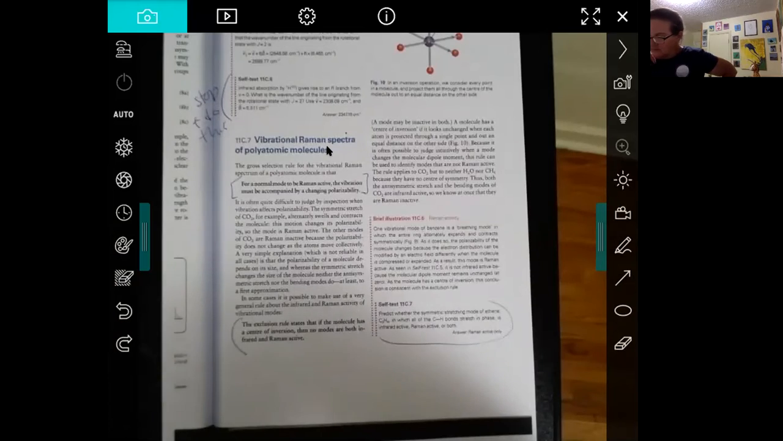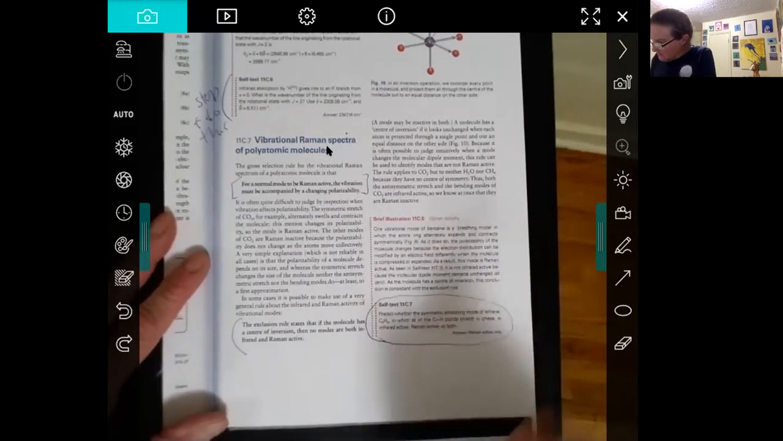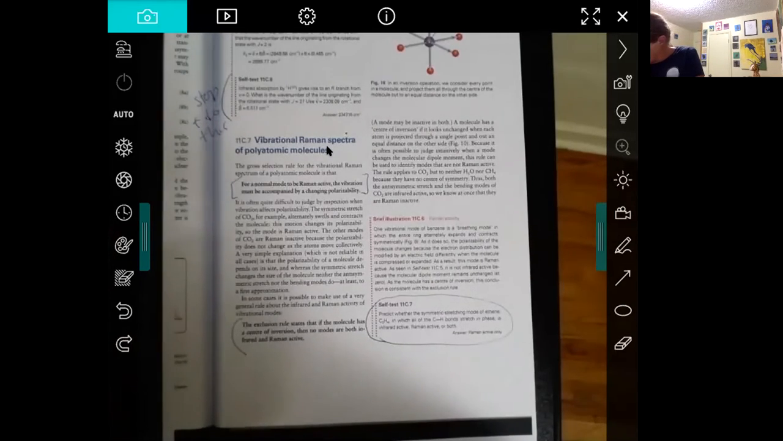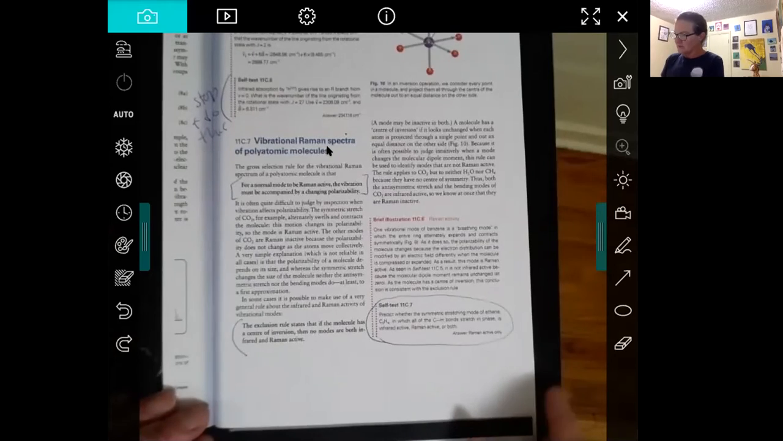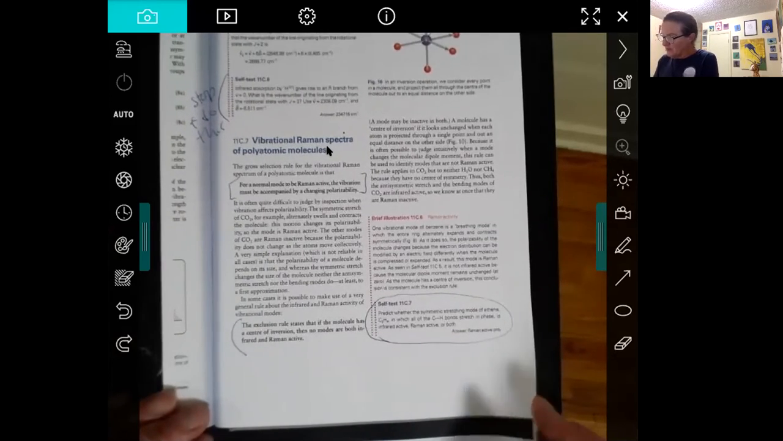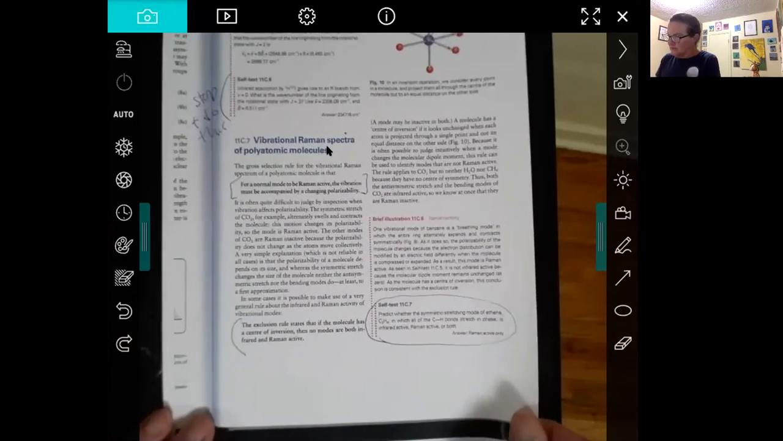So if the molecule has a center of inversion, then no modes are both infrared and Raman active. So you can use that rule to go ahead and do self-test 11C.7 and just use that. And actually the molecule that they're giving is the one I just showed you, ethene. So you should be able to say really clearly whether or not the symmetric stretching mode will be IR, Raman, or both. So check out that one. And that is all for vibrational spectroscopy.